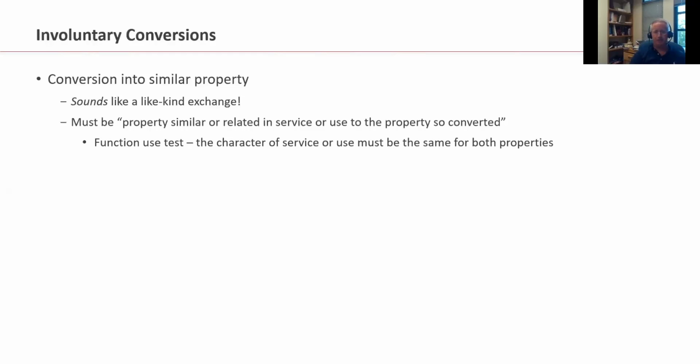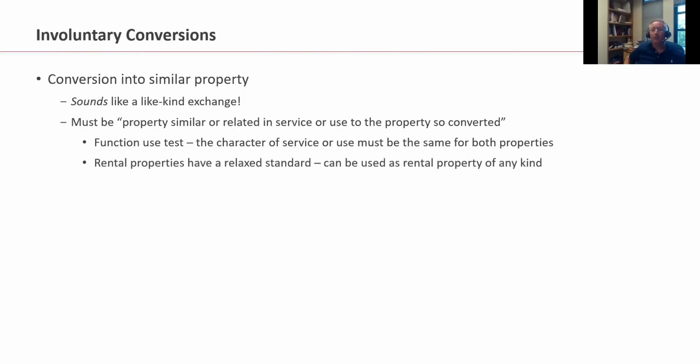There's the functional use test that says the character of service or use must be the same for both properties. So remember, under a like-kind exchange, I can exchange a warehouse for an office building. That doesn't work for an involuntary conversion. If my warehouse burns down, I have to build a warehouse in order for it to be treated as property similar. Rental properties, however, have a relaxed standard.